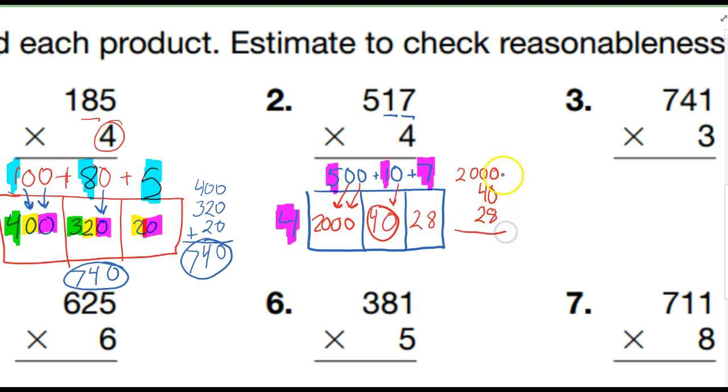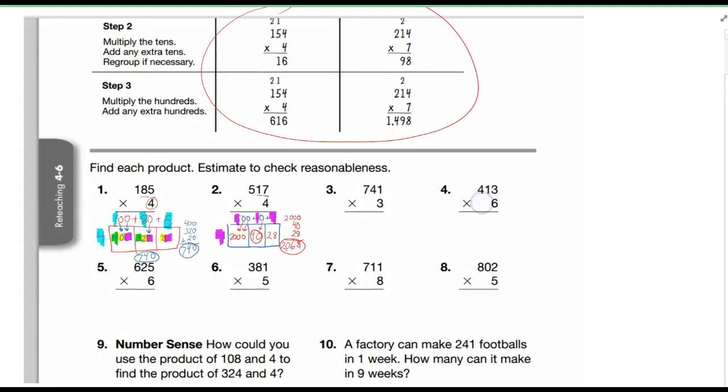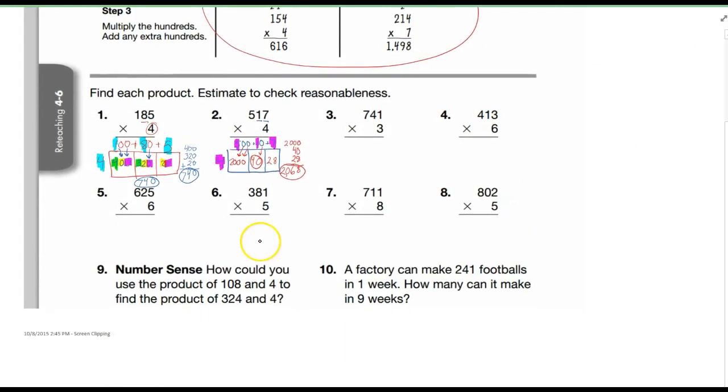Now you can quickly add these up, and we get 0 plus 8 equals 8. 0 plus 4 plus 2 equals 6. We have a 0 all by itself in the hundreds place, and a 2. So 2,068. Okay? Go ahead and do the rest of these problems: 3, 4, 5, 6, 7, and 8. I also want you to take a try at 9 and 10. Good luck. Have a great day.